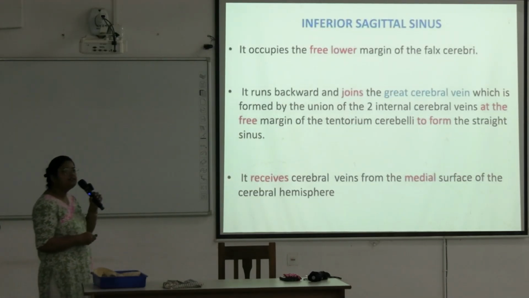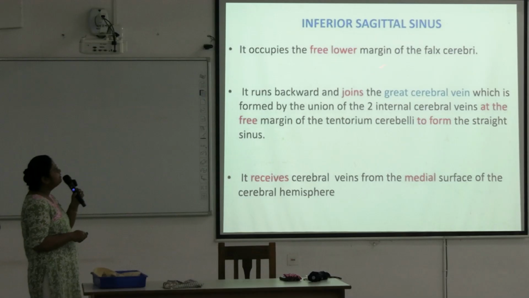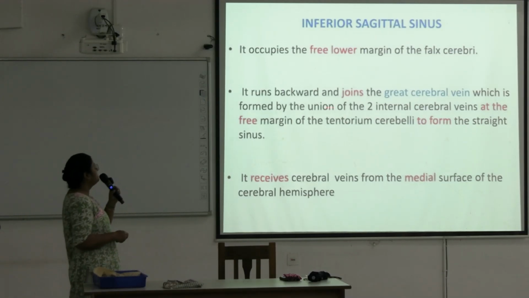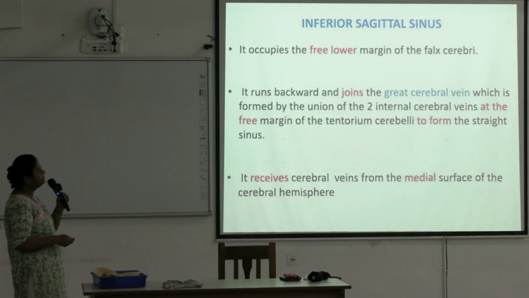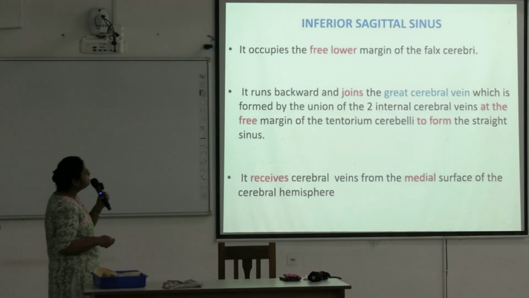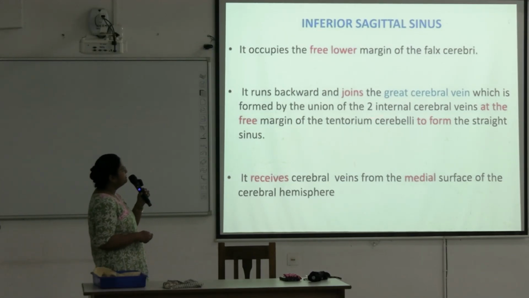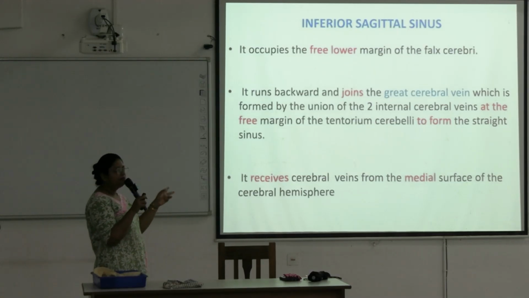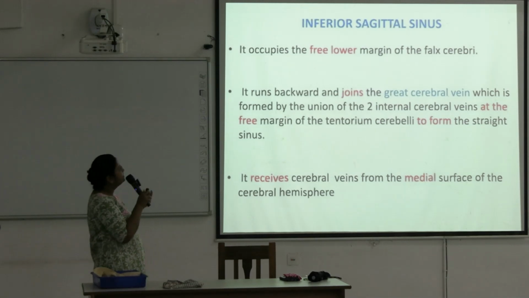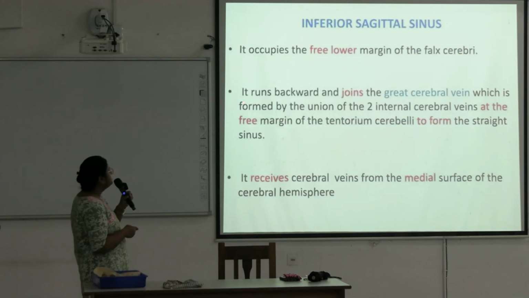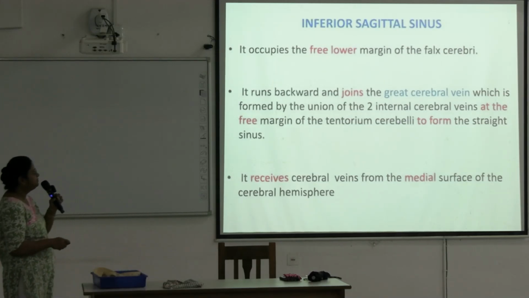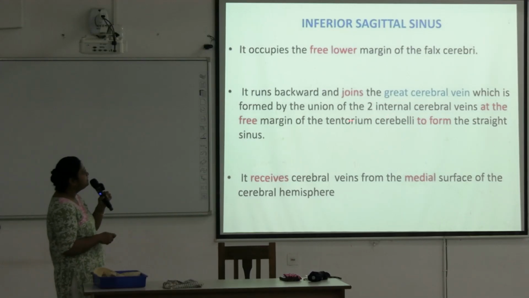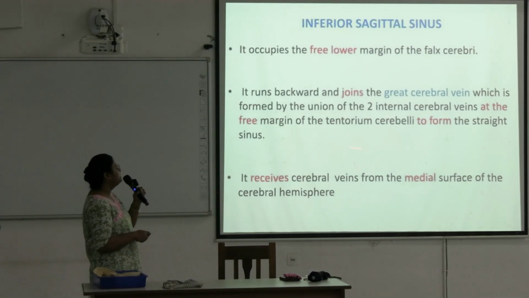Next is inferior sagittal sinus. It occupies the free lower margin of the falx cerebri. It runs backward, joins the great cerebral vein, which is formed by the union of 2 internal cerebral veins. These are very frequently asked: what is the fate of this great cerebral vein, or how the inferior sagittal sinus drains. So it runs backward, joins the great cerebral vein, which is formed by the union of 2 internal cerebral veins at the free margin of tentorium cerebelli to form the straight sinus.